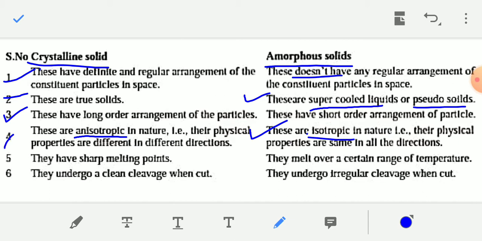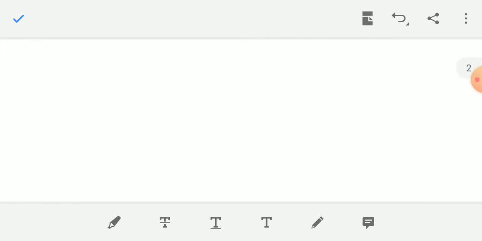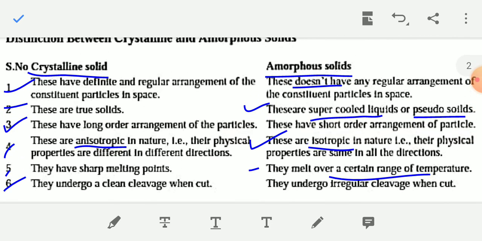And the fifth difference: crystalline solids have a sharp melting point, while amorphous solids melt over a certain range of temperature. Crystalline solids undergo a clean cleavage when cut, while amorphous solids undergo irregular cleavage when cut. So these are some basic differences between crystalline solid and amorphous solid.